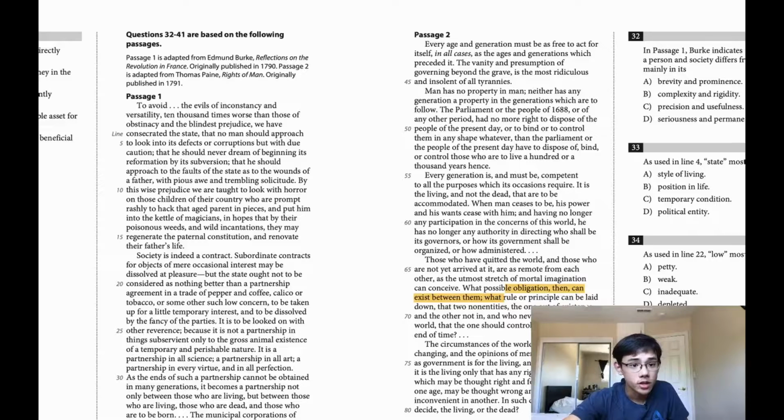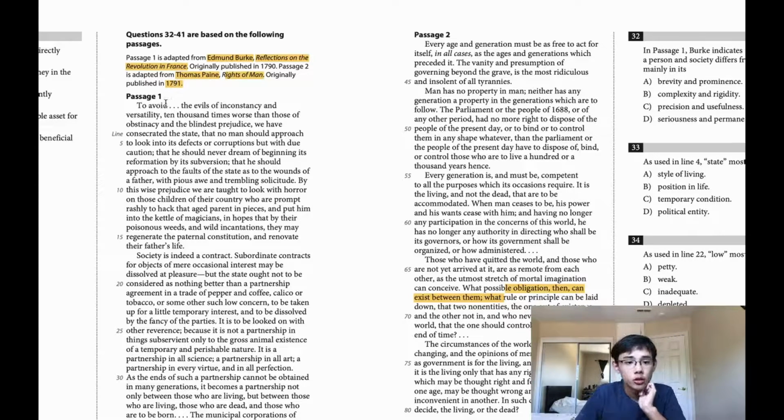So this first passage. Passage 1 is adapted from Edmund Burke, Reflections on the Revolution in France, originally published in 1790. Passage 2 is adapted from Thomas Paine, Rights of Man, originally published in 1791. So they are very closely related in the sense of time, at least.